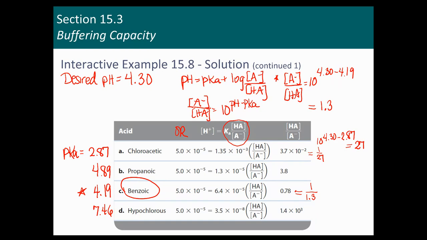Okay, so to recap, the two important things that you want when selecting a buffer: you want the ratio of A minus to HA to be as close to 1 as possible, which means that your pH will be near the pKa value. And then you want high concentrations of weak acid and conjugate base.